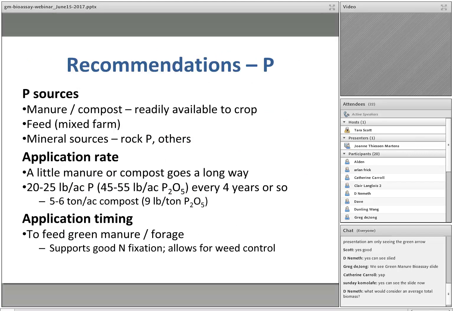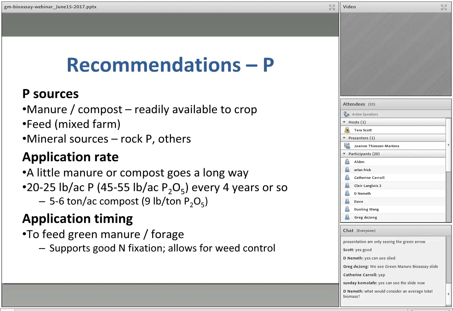Okay, so recommendations then. What will you recommend to the farmer? Phosphorus sources: manure and compost are still, I think, one of the best sources of phosphorus. It is fairly quickly available to the crop, and you might be surprised at how cost-effective it is to bring in manure, even from a considerable distance, compared to using some of the other commercial products. I have some other information on that if any of you are interested, but that's not for today.